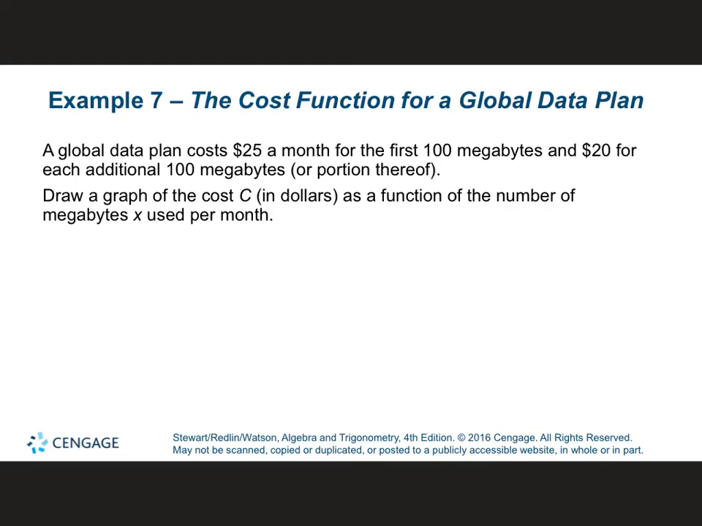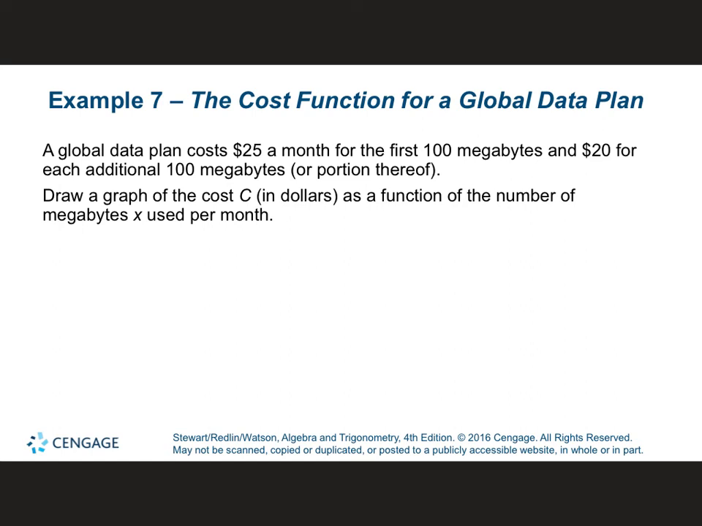So 2.2 part 2, we're still dealing with these functions. The first example that we're going to go over just tells us that a global data plan costs $25 a month for the first 100 megabytes and $20 for each additional 100 megabytes. With this, we're just going to give the function for it.